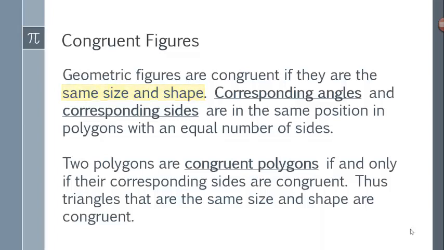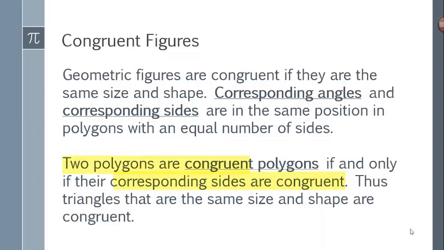So corresponding angles and corresponding sides are in the same position in polygons with an equal number of sides. Now don't get this corresponding angles phrase confused with the corresponding angles we saw when we had parallel lines. This is a different meaning of corresponding angles, and we'll see in an example in a minute.